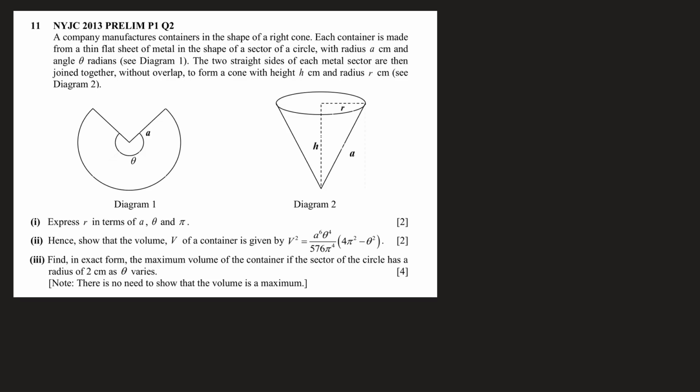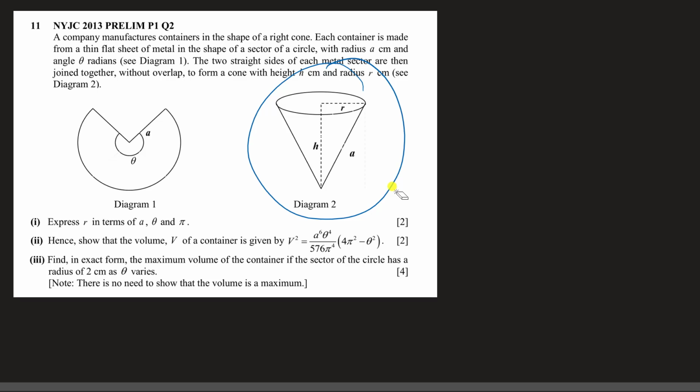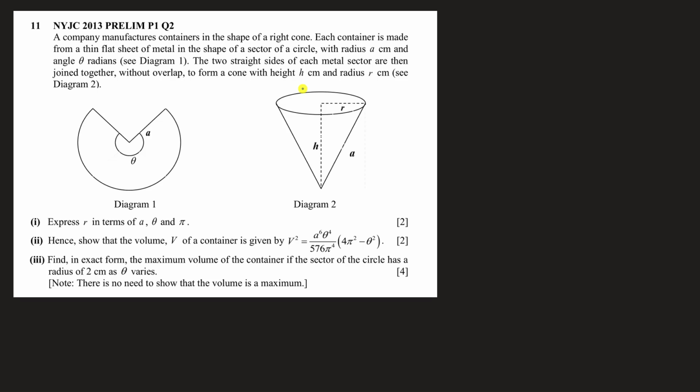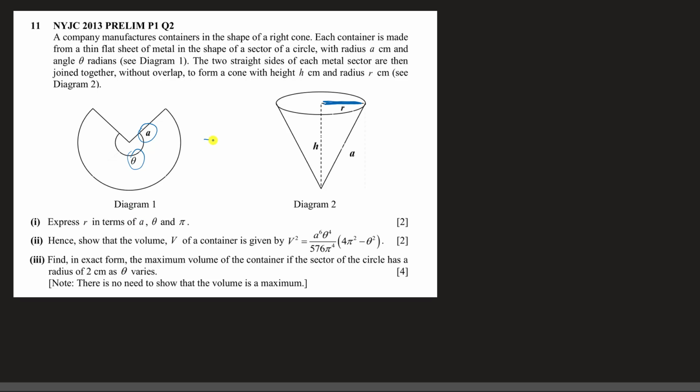A company manufactures containers in the shape of a right cone. It looks like this. Each container is made from a thin flat sheet of metal in the shape of a sector of a circle with radius A and angle theta radians. Then what they do is they join these two edges up and fold it into this cone shape. Question now: express r in terms of A, theta, and pi. So your job is to find this in terms of A, theta, and pi.